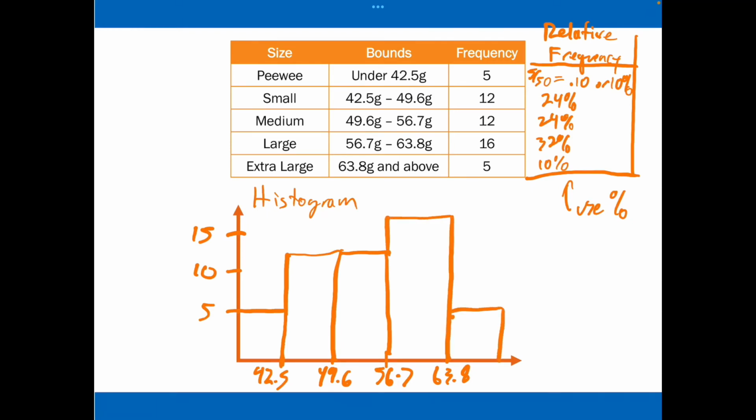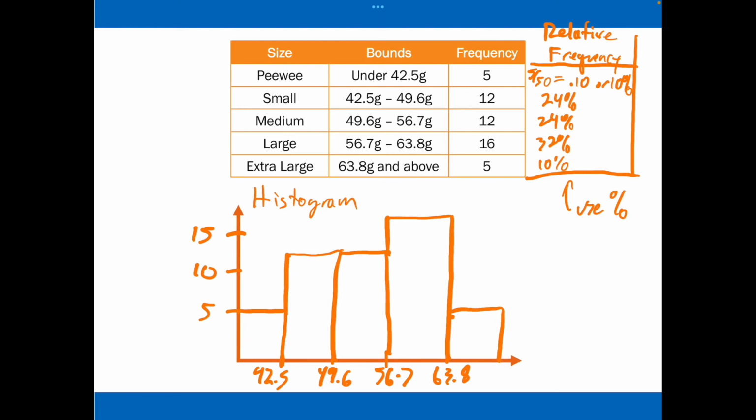And now that we're done, we have a really good representation of our data. So if someone looks at this, they can quickly see, oh, look, most of the data is between 42.5 and 63.8, with a few on the outside. And the largest section was the 56.7 to the 63.8 section.